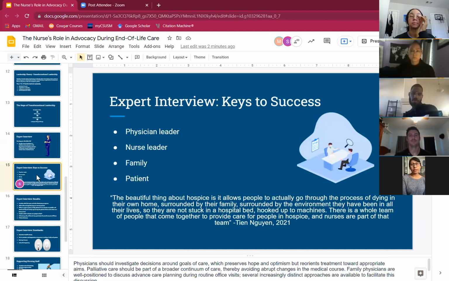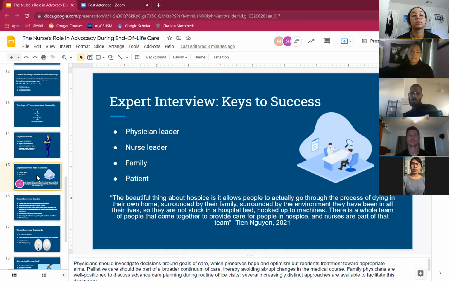For her, the keys to success are for physicians to investigate decisions around the goals of care of the patient, which preserves hope and optimism, and also reorients treatments towards appropriate aims. Palliative care should be part of a broader continuum of care, thereby avoiding abrupt changes in the medical course. Family physicians are well positioned to discuss advanced care planning during routine office visits.